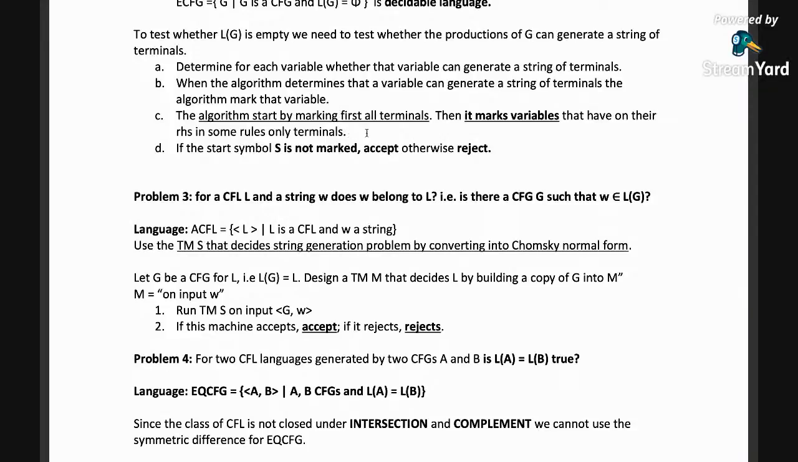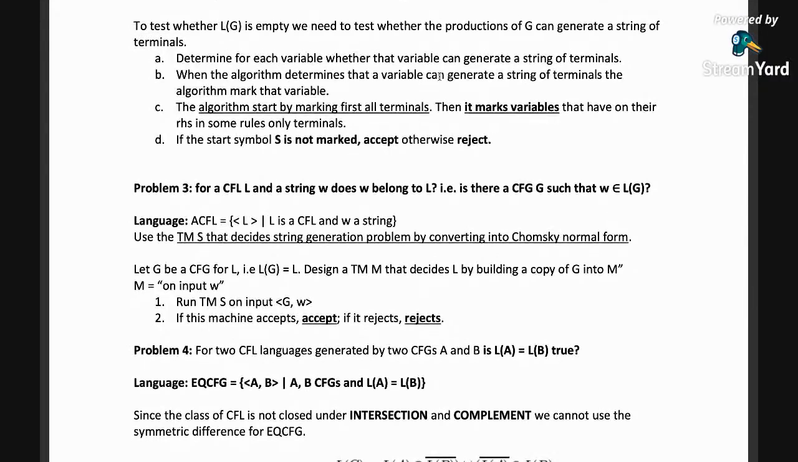The algorithm starts by marking first all terminals, then it marks variables that have, on the right-hand side of some rules, only terminals.